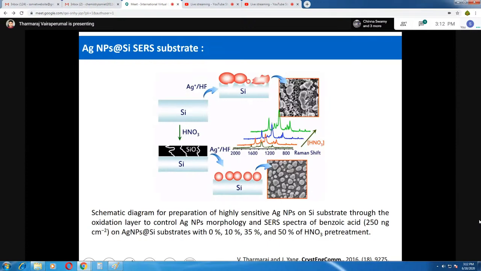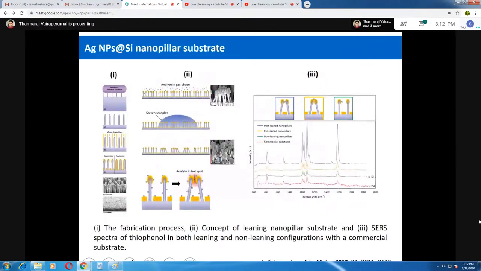This kind of solid substrate that we used in SERS Raman, compared to other flexible solid substrates, is more interesting. Another substrate is the silicon nanopillar substrate. This can be used three times as a substrate, and the signal is very high.